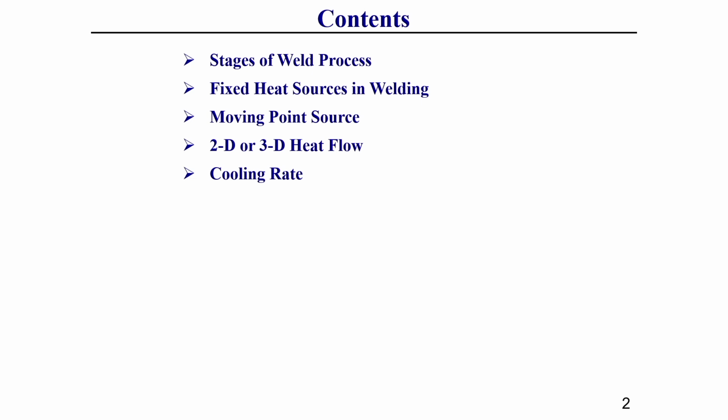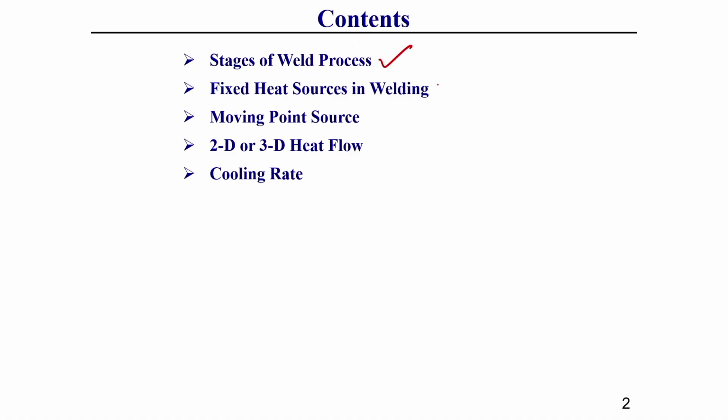Here I will first discuss the stages of welding process, that is, during the welding process what are the different stages it is generally subjected to. After that I will discuss the fixed heat source in welding. It is generally a line heat source or a point type of heat source.